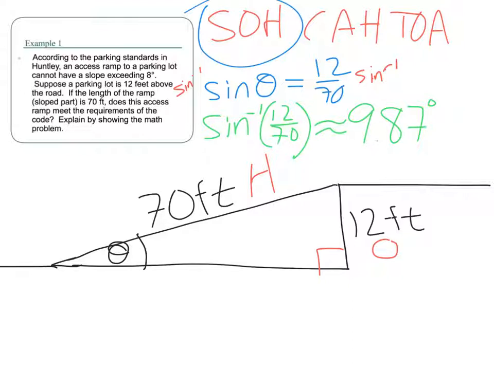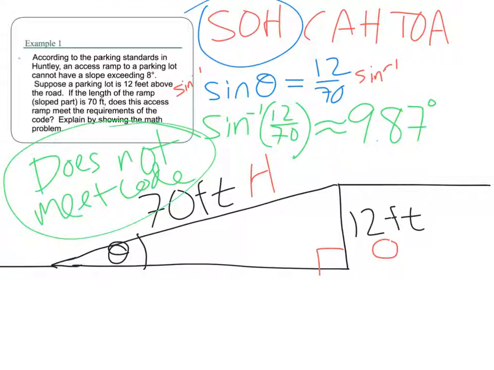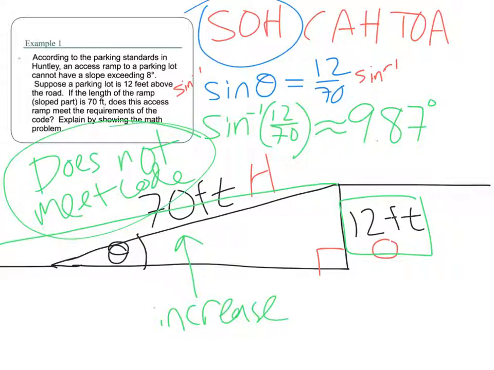So is this ramp okay? No. It does not meet code or the requirements, and our reason is because it's bigger than 8 degrees. So something's got to change. Well, obviously this height right here is going to be fixed, so I've got to increase that length in order for that degree measure to decrease. I've got to take this ramp and make it a little bit longer if I want that angle to be a little bit smaller and meet that 8-degree code.